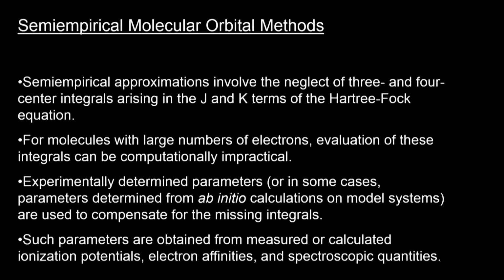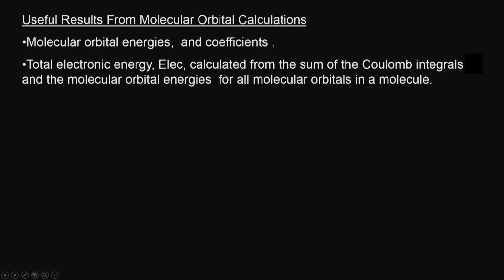What are the useful results? We can calculate molecular orbital energies and coefficients, we can calculate the total electronic energy, calculated from the sum of Coulomb integrals and molecular orbital energies for the molecular orbitals in a molecule. So, many things can be done. If I want to know the energy required for moving from one orbital to another orbital, we can calculate it using a semi empirical method. We can look at the lowest unoccupied molecular orbital energy, and we can calculate the highest occupied molecular orbital energy. All these can be done using these methods.